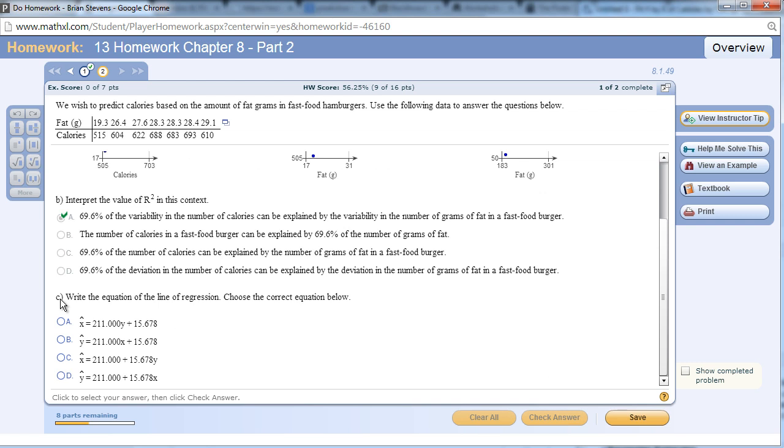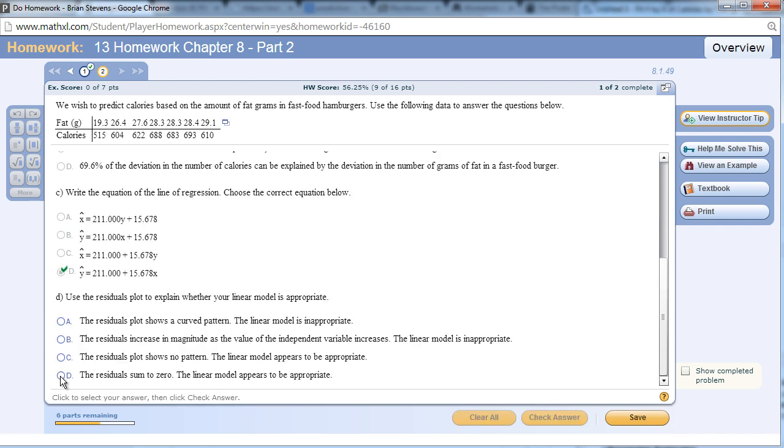Write out the equation. And here's the thing. They want to make sure you know the proper format, that we are trying to predict a Y, and that the X is over here. So we have predicted Y equals 211 plus 15.678 times X, which is fat in this case. And this gives you the predictive equation, which you will then use later on.